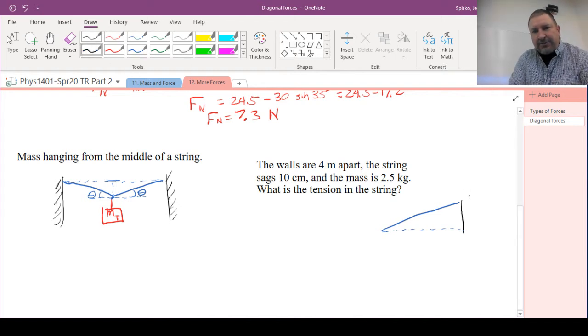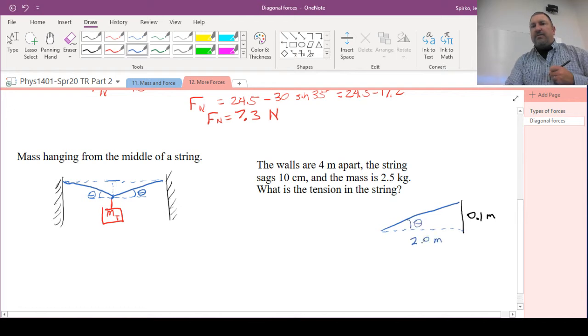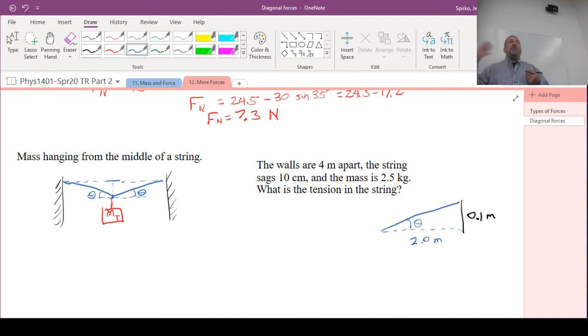And according to my description, this is 0.1 meters. And since the walls are 4 meters apart, this is 2.0 meters. And that's my angle theta. I chose the angle theta because I think it'll be useful to help me figure out what's going on with these ropes. So I want to relate the angle theta to some triangle involving my given information, or involving measurable information.